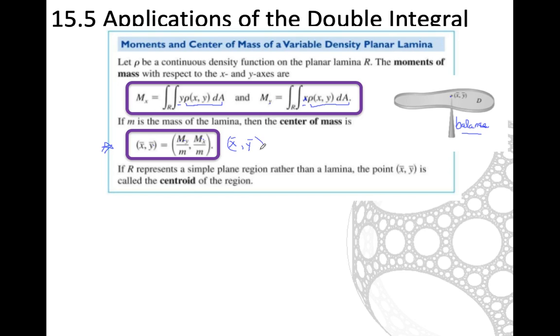X bar, y bar is equal to, and this is 1 over m. This is like average value, right? X, that's x bar. Y bar, also average value, y. That's x bar and y bar.